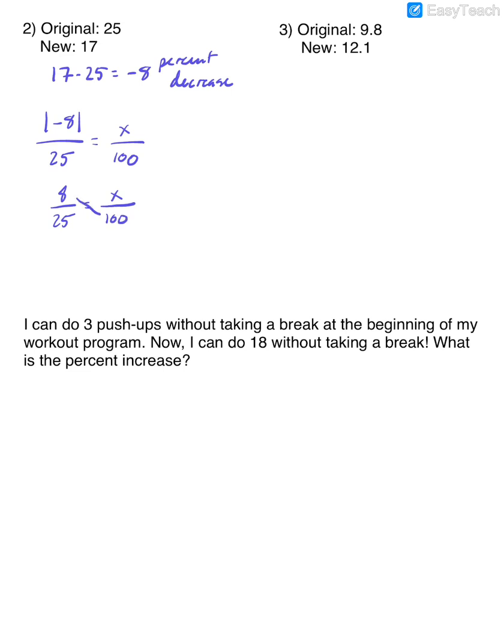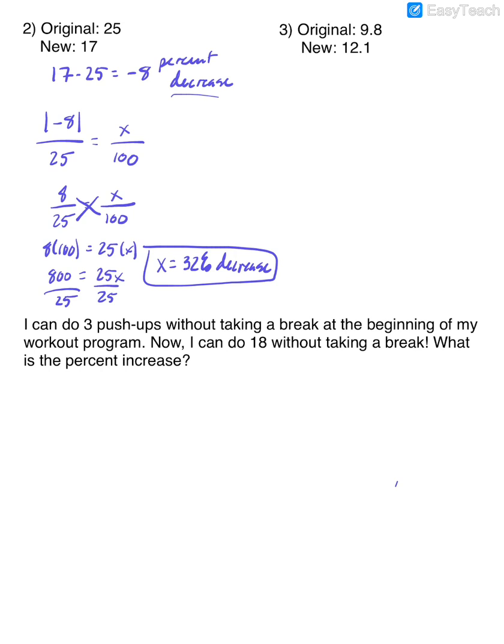Okay, so I want to cross multiply. 8 times 100, 25 times x. That gets me 800. Divide both sides by 25. So x here would equal, let me look at my notes, sorry, 32. And then because we said decrease, it would be a percent decrease there. Okay.